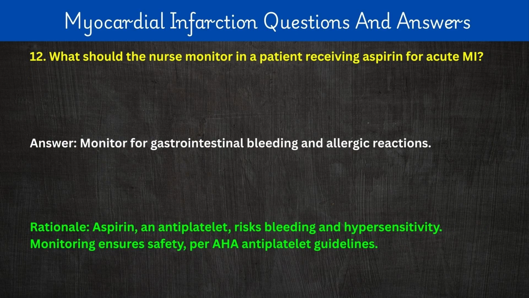12. What should the nurse monitor in a patient receiving aspirin for acute MI? Answer: monitor for gastrointestinal bleeding and allergic reactions. Rationale: aspirin, an antiplatelet, risks bleeding and hypersensitivity. Monitoring ensures safety, per AHA antiplatelet guidelines.